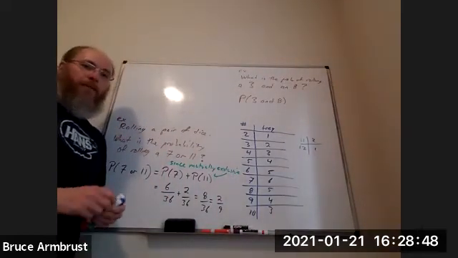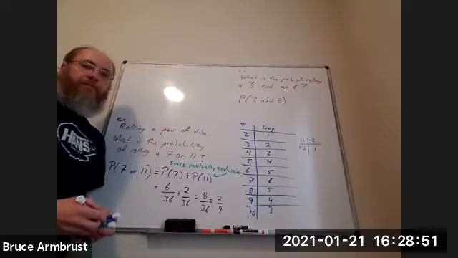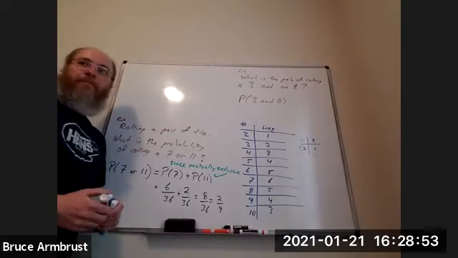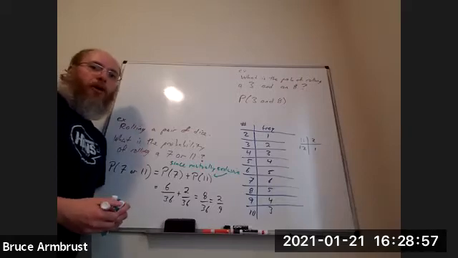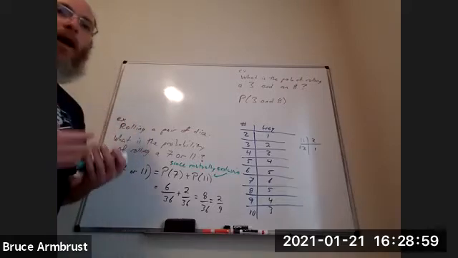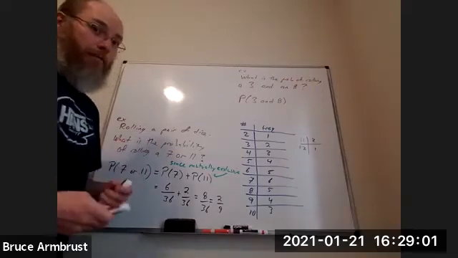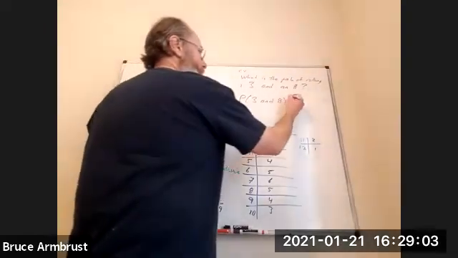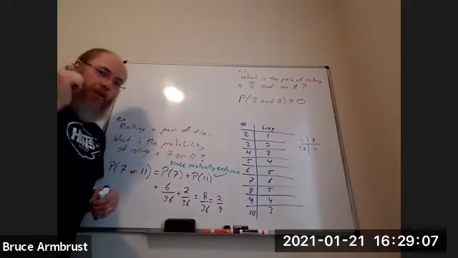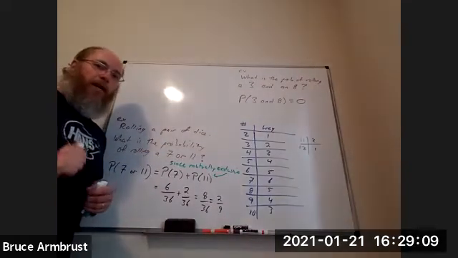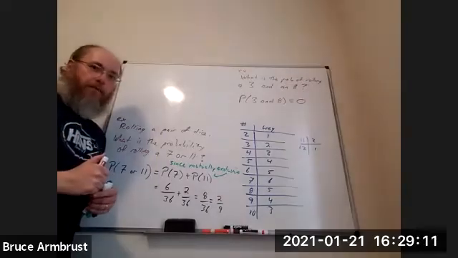So what does that make the probability? Do you remember? Awesome, thanks. So the probability of something that's impossible is 0. All probabilities are between 0 and 1. 0 is impossible, 1 is guaranteed.